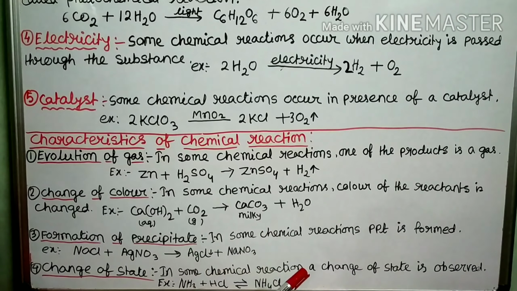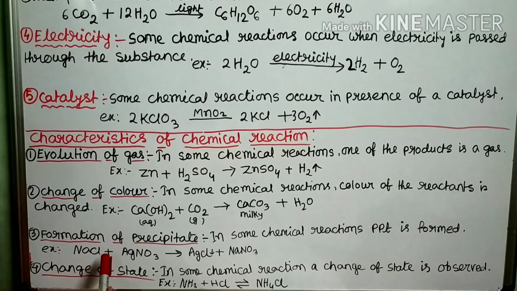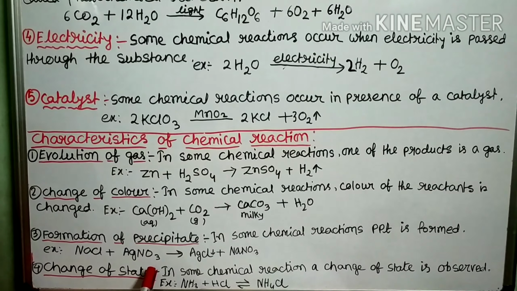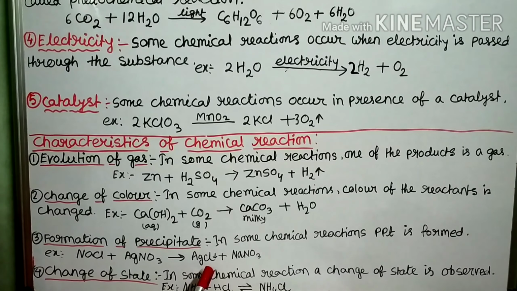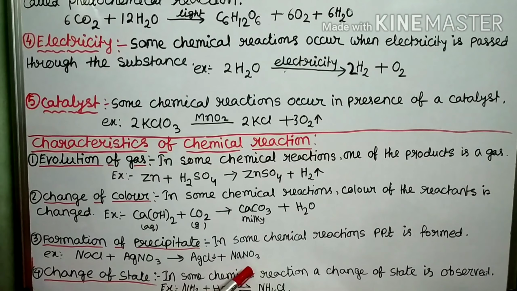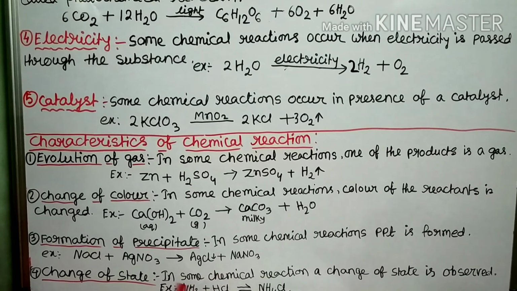Next, number 3, formation of precipitate. In some chemical reactions, a precipitate is formed. When sodium chloride solution reacts with silver nitrate solution, then a white precipitate of silver chloride is formed and NaNO3 is formed. This symbol is known as precipitation.